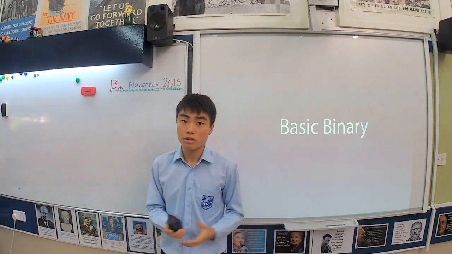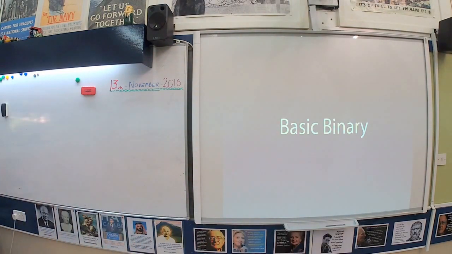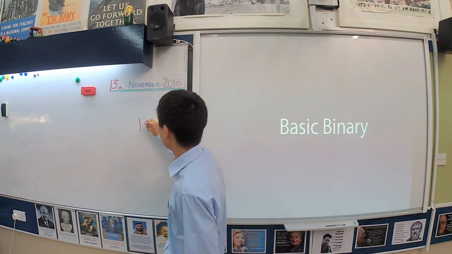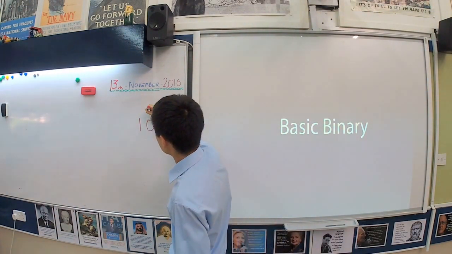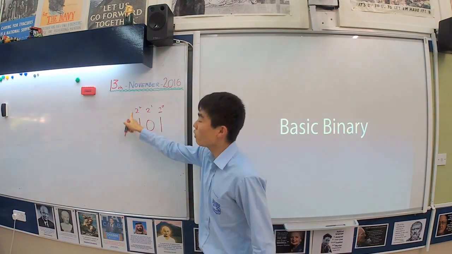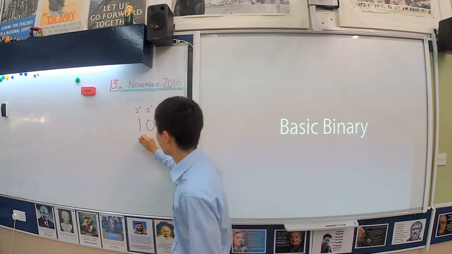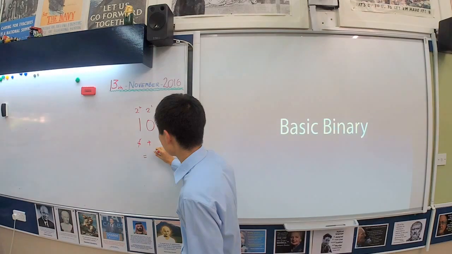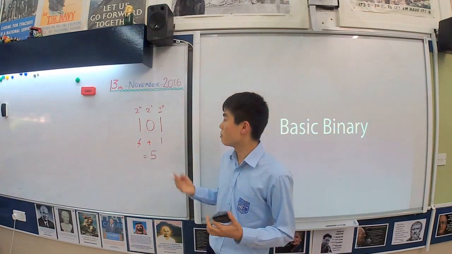And so far in the lectures, we've been doing some very basic binary. For example, we've seen numbers like 1, 0, 1. And how do we read that? We say there's 2 to the 0, 2 to the 1, 2 to the 2, and we read it as there's one 4, zero 2s, and one 1. So to calculate the value, we just do 4 plus 1, which gives us the value of 5. And that's the sort of binary that we've been messing around with.